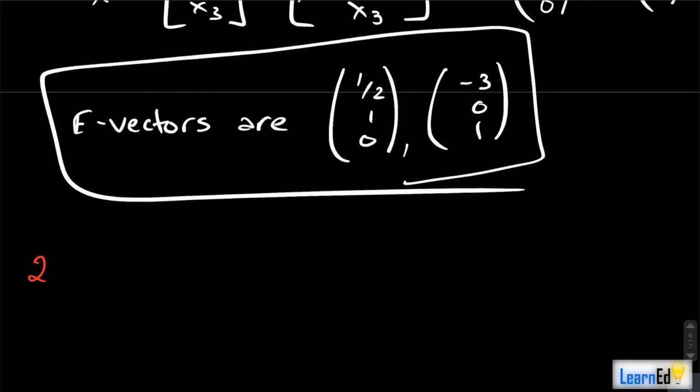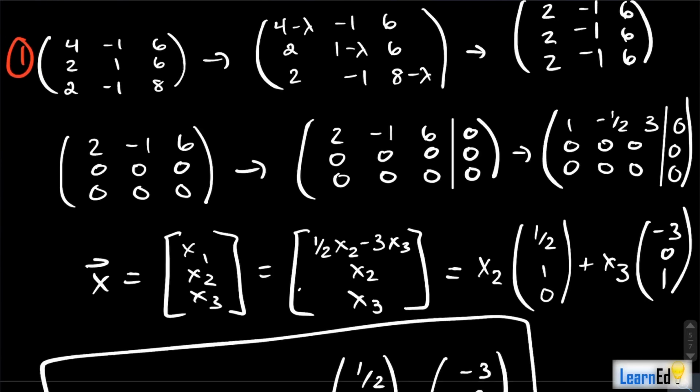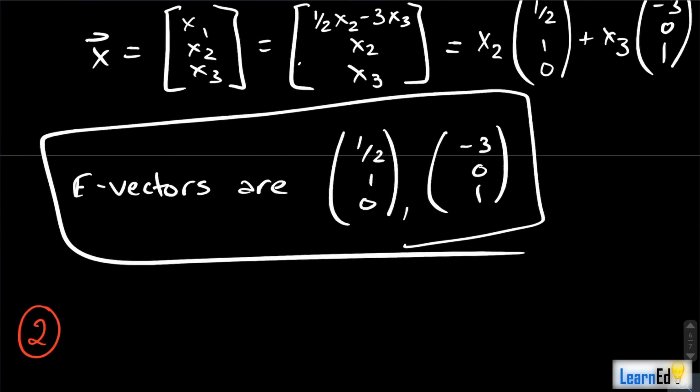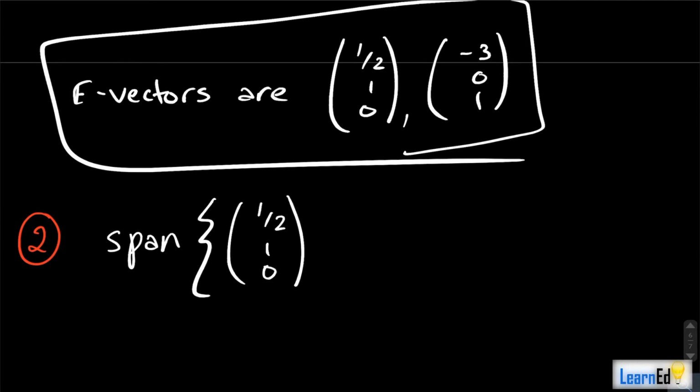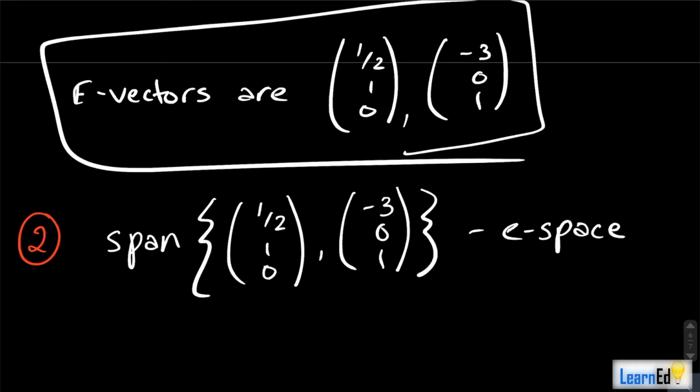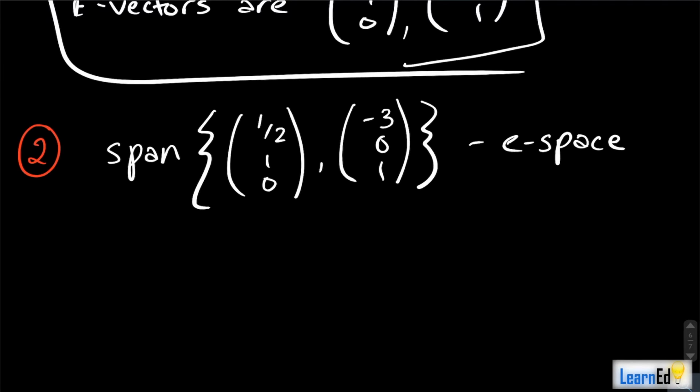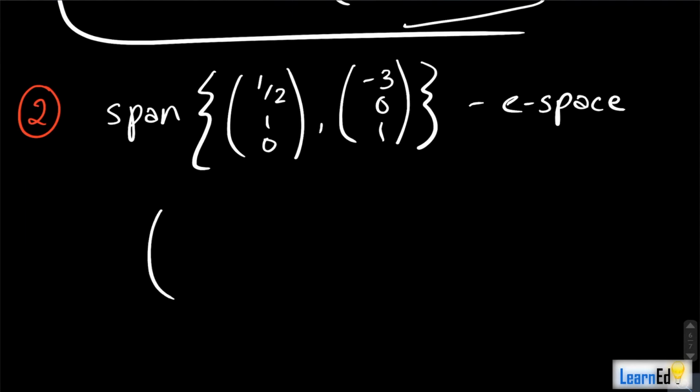For step 2, our eigenspan, or not eigenspan, sorry, eigenspace, is going to be the span of 1/2, 1, 0, and -3, 0, 1. This is definitely our eigenspace. But now we need a basis for it. So we need to prove that these things are linearly independent. So we put them in a matrix.